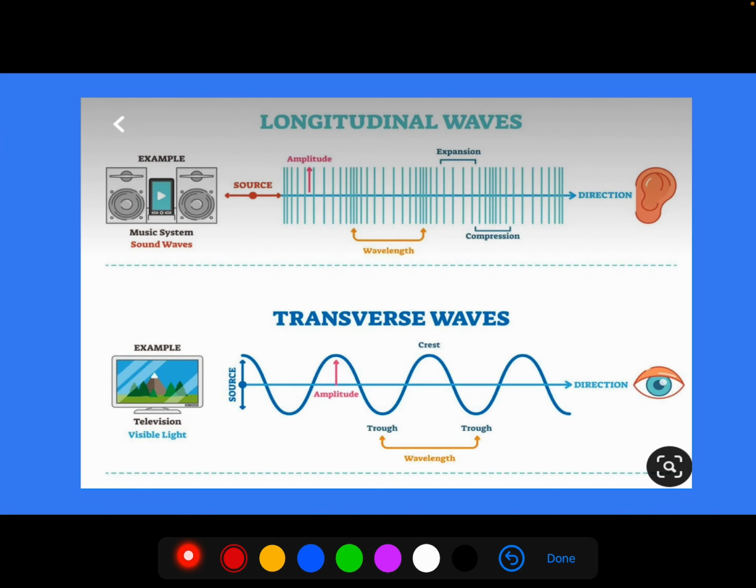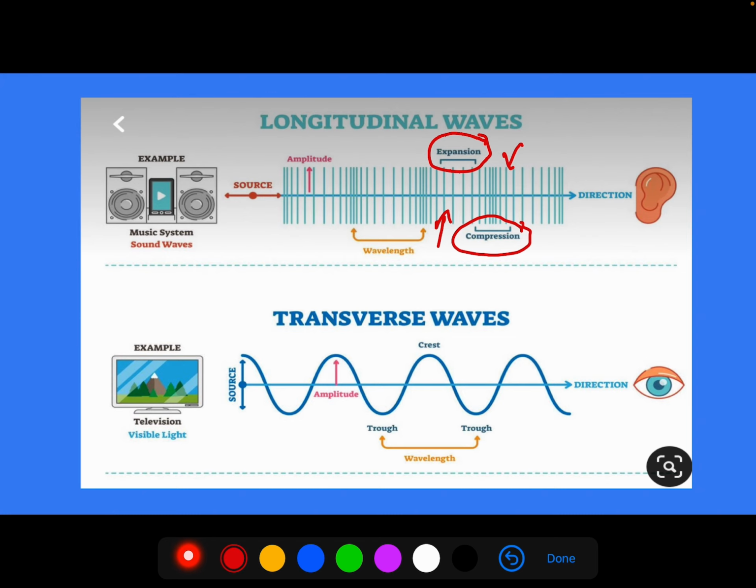In more detail, longitudinal waves are mainly produced as sound waves, for example from a musical system, and can be heard by our ear, the sense organ. The densely packed positions are known as compression, and the loosely packed, as shown in the diagram, are known as expansion. Here will be more densely packed waves, here will be more loosely packed waves.